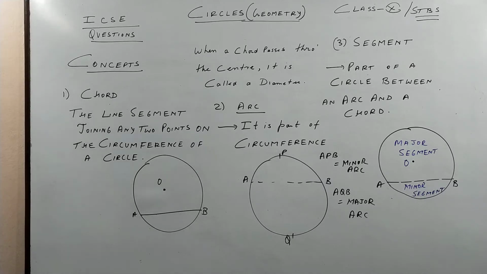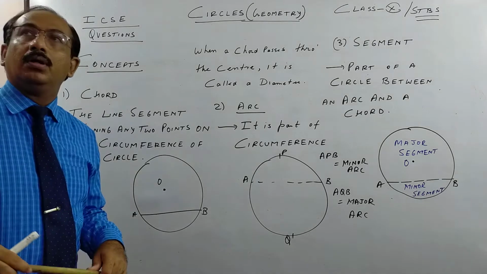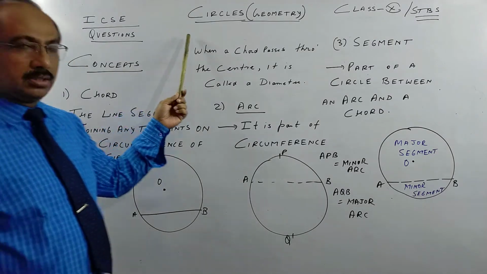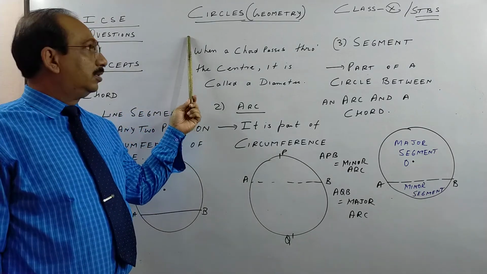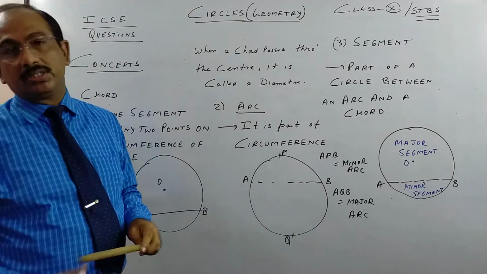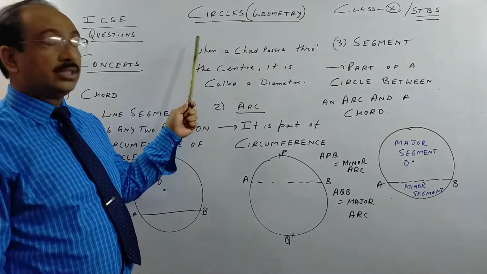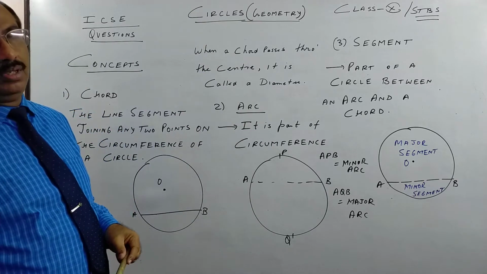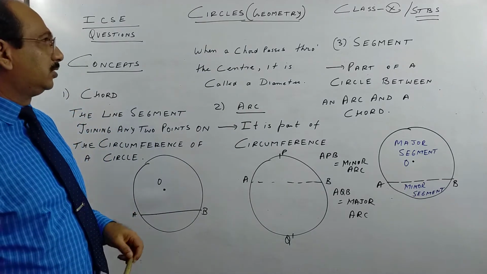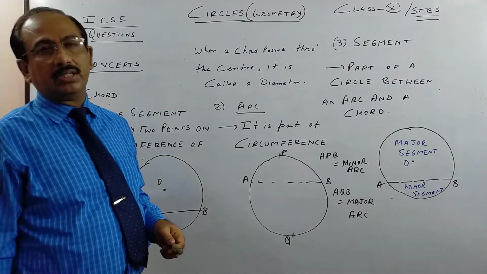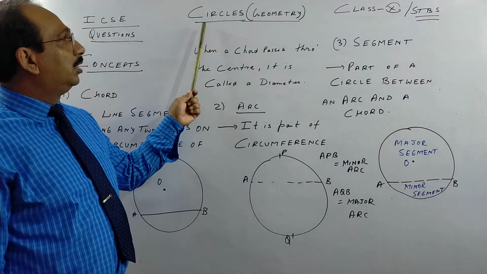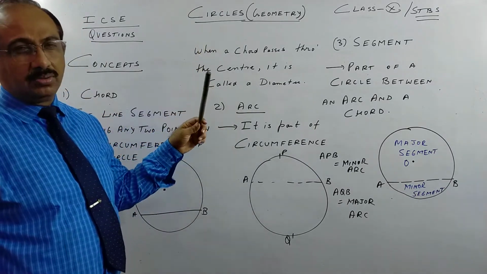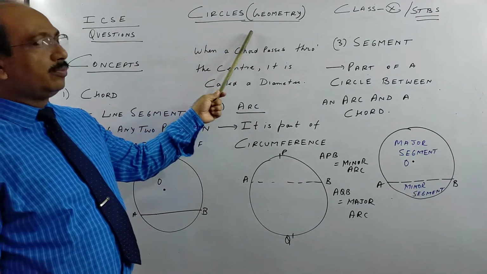Hello children, today we start a new topic, circles. Circles, as you know, appear in two places. One, it's in mensuration, which generally you do in class 9. In class 10 mensuration, we have sphere, cone and cylinder, where we see surface area and volume. So circle is there in mensuration also, and it is there in geometry.